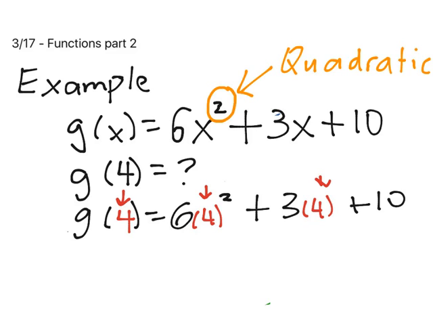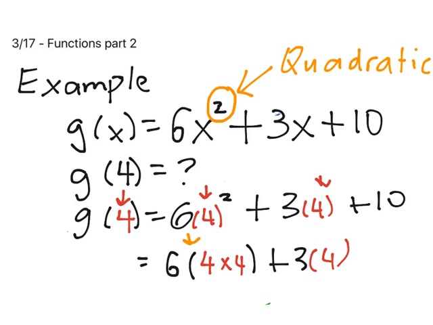Next, remember that exponents happen before multiplication, so for this part, what we really have is 6 times 4 squared, which is 4 times 4. And this is 3 times 4 plus 10.